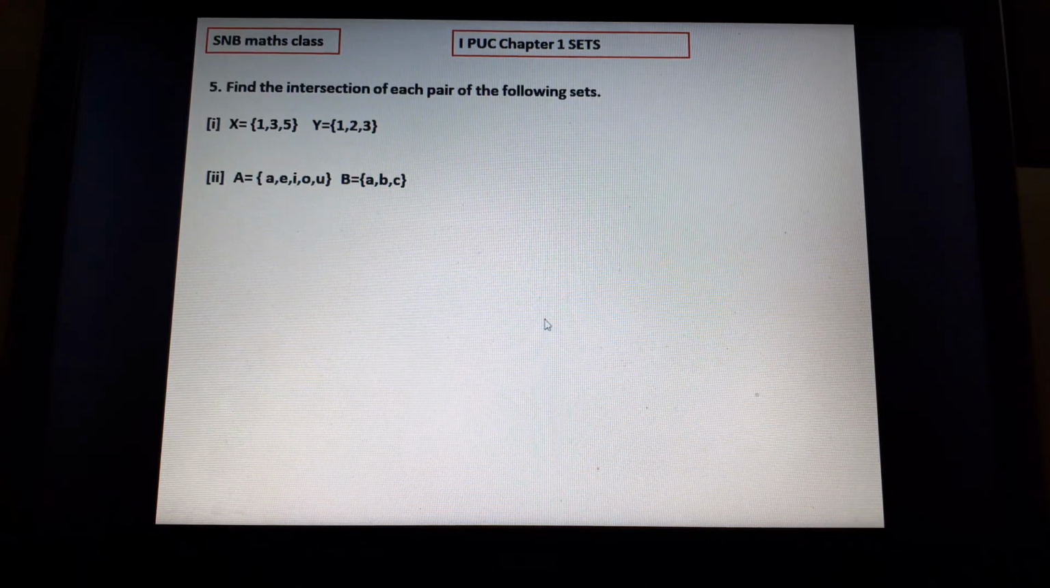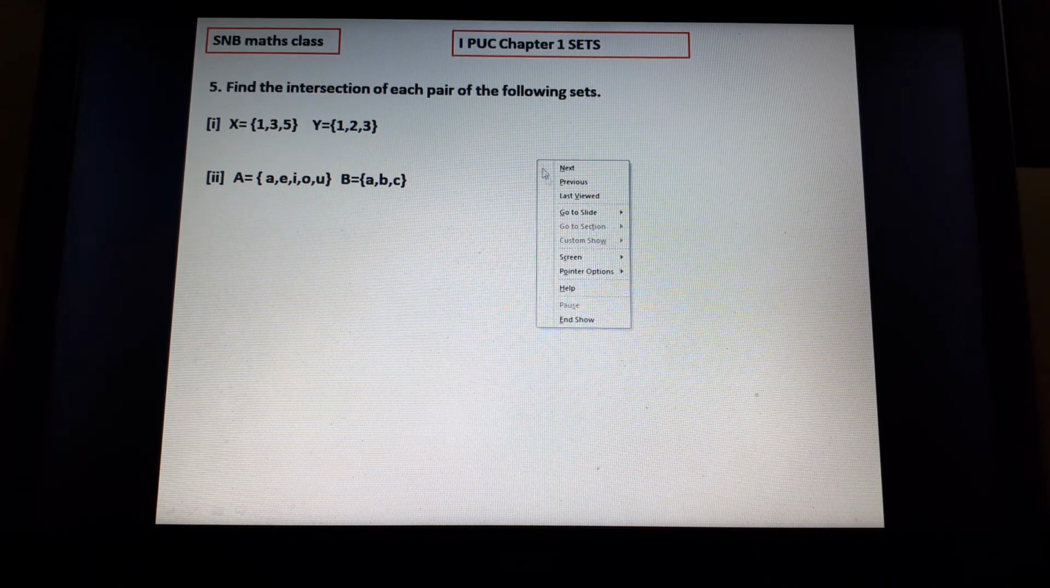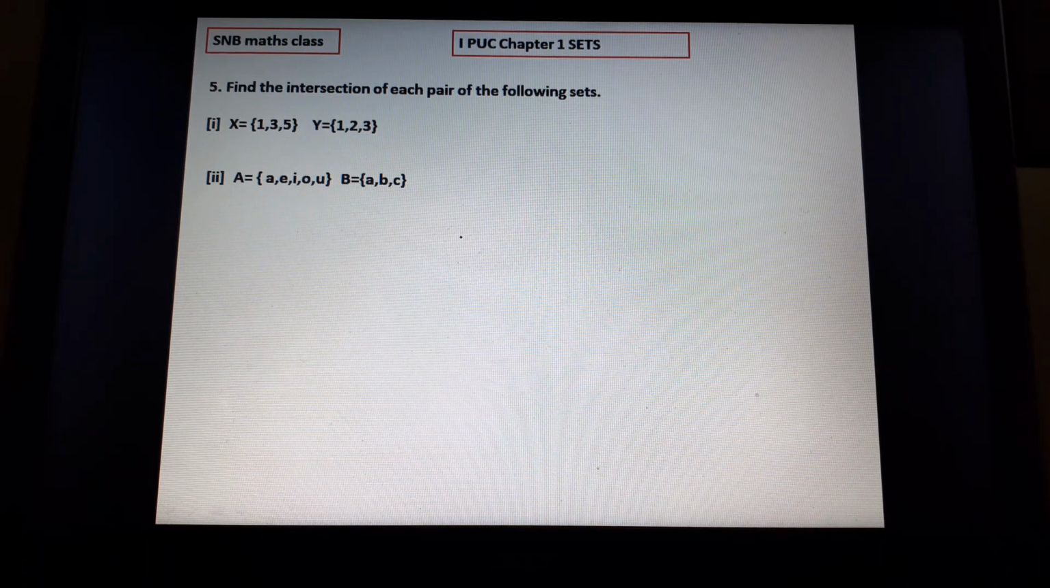Next one is exactly the same. That is intersection. Instead of union, it is intersection. You know that intersection means you have to write the common elements. So here also don't write the answer directly. Your procedure should be like this only. A intersection B. Then you must write what A is. It is 1, 3 and 5. Then intersection, 1, 2, 3.